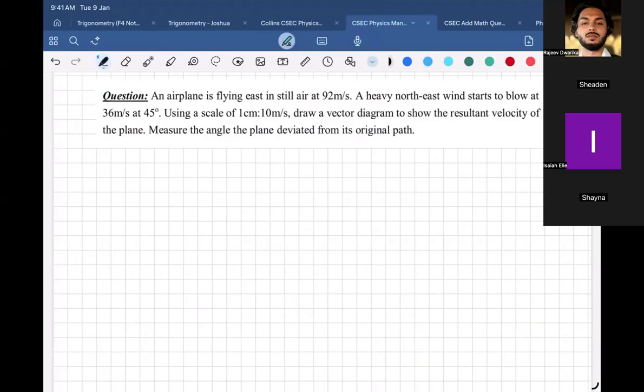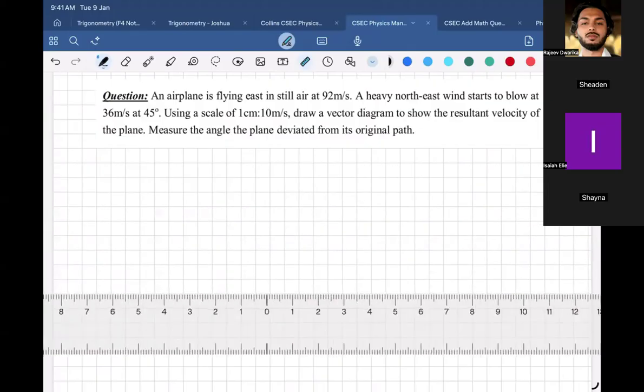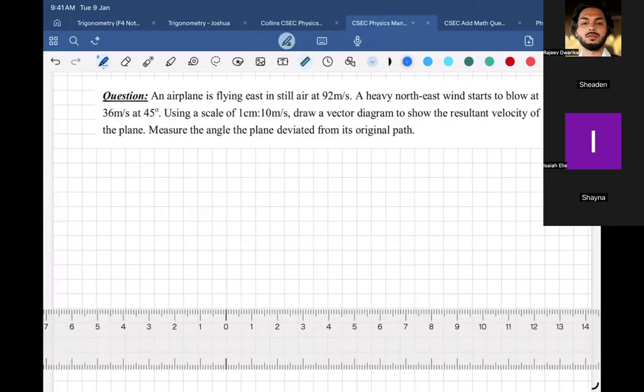So Shay, let me speed through it fast now. They're saying it's flying east at 92 meters per second. So we're gonna divide that by ten, and that's gonna be 9.2, right? Yes. Right, 9.2.